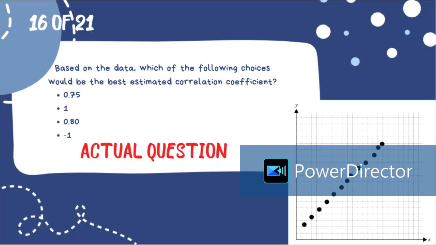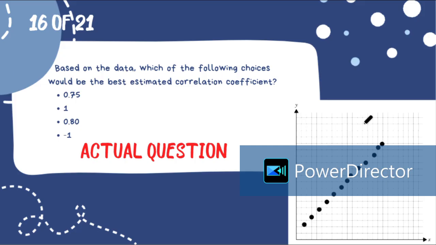Number 16, based on the data, which of the following choices would be the best estimated correlation coefficient? The straighter the line is, the closer all the dots are to that straight line, the higher the correlation coefficient, which means the closer it is to either +1 or -1. Whether it's positive or negative depends on the slope. If it's in a perfectly straight line and all the dots are exactly on it, it's going to be +1 or -1. If it's off just a little bit, it will be really close.